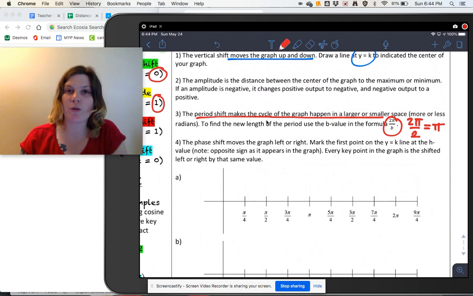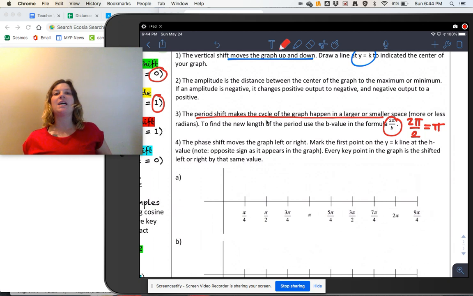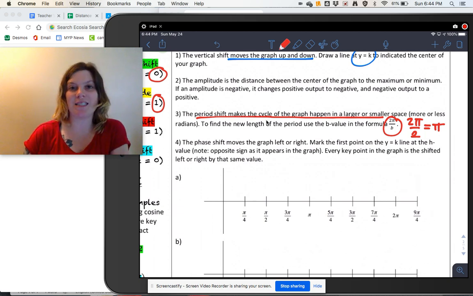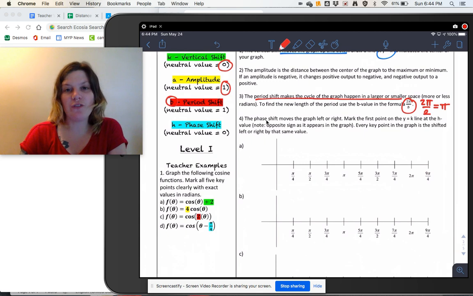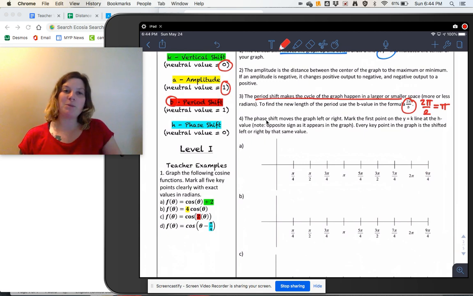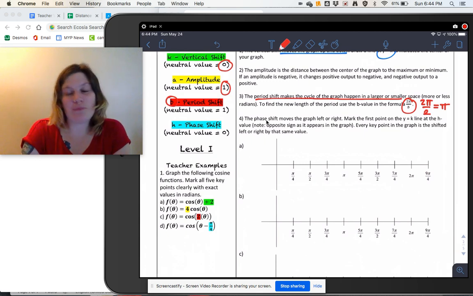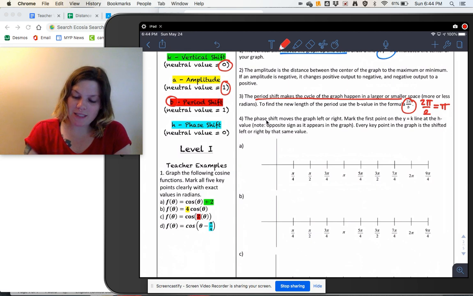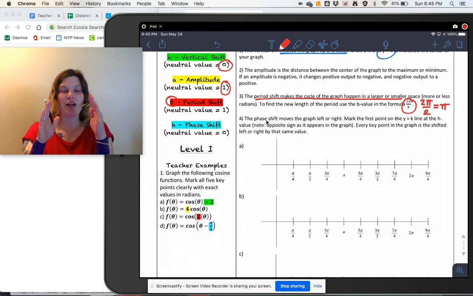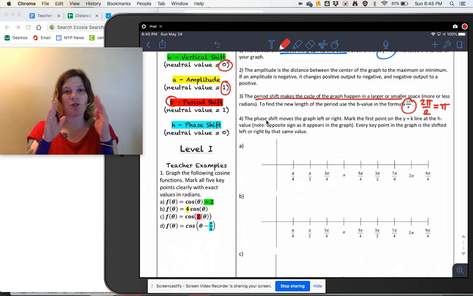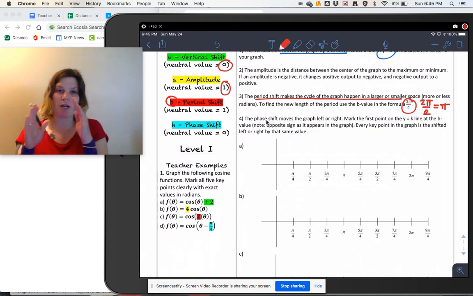So careful, there's some questions on your formative and summative about that, and some people were tricked last week. And then finally, we have the phase shift, which, depending on your other values, can be the trickiest part. But this is what changes you to the left or the right. It takes all 5 points, and it says, okay, I'm going to move you to the left, or I'm going to move you to the right.